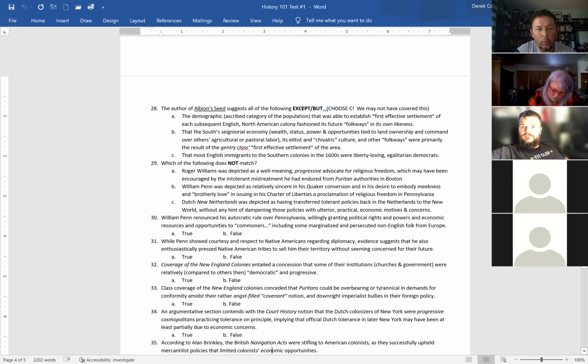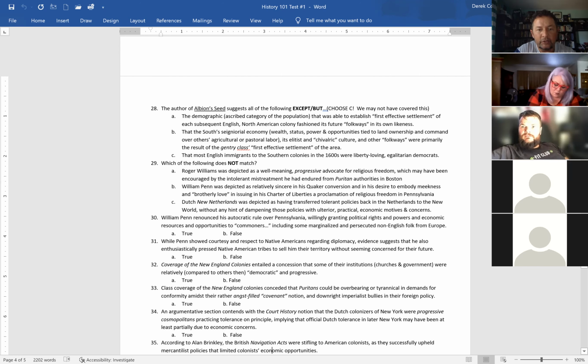31, while Penn showed courtesy and respect to Native Americans regarding diplomacy, evidence suggests that he also enthusiastically pressed Native American tribes to sell him their territory without seeming concern for their future. And yes, I make that point as well. That's the revisionist point that I did make in the Northern Colonies argumentative assignment.